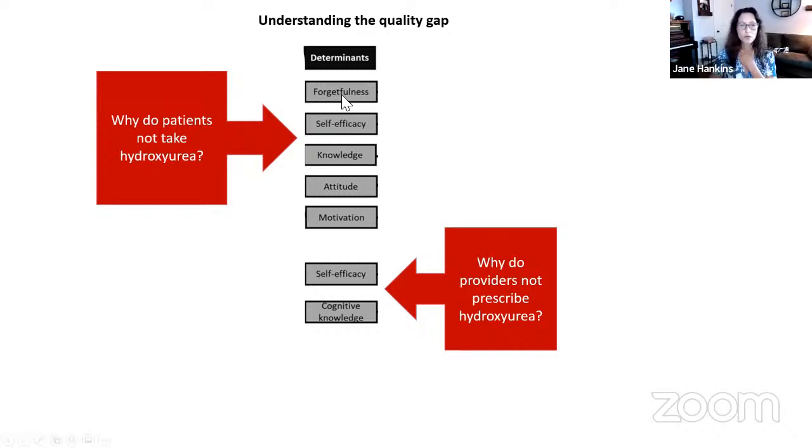Among patients, it was forgetting to take my medicine, my self-efficacy, thinking that I am able to do it, is low, my knowledge, attitude, and motivation. Those are the ones that arose as most important among patients. And among providers, self-efficacy: a lot of providers still don't know how to prescribe hydroxyurea. As a hematologist, you probably appreciate that, but I've had people refer to me taking hydroxyurea 3 times a day or 5 milligrams per kilo per day. So these things still exist. And cognitive knowledge also has to do with self-efficacy. So again, I don't know the guidelines to follow.